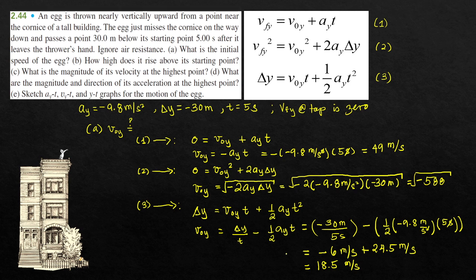Okay, so I would definitely choose the answer here as the initial velocity to be 18.5 meters per second. Now we are asked for letter B. How high does it rise above the starting point?